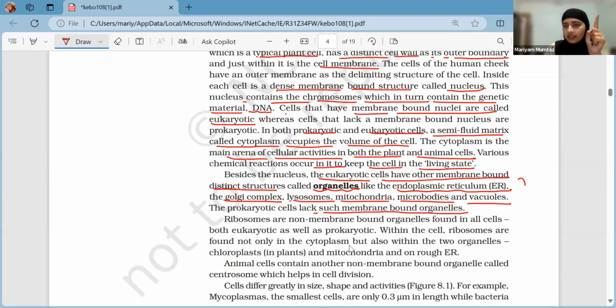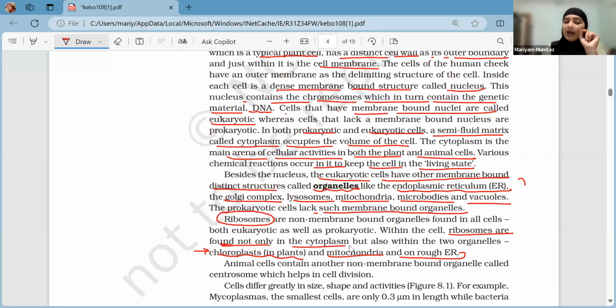But there is one organelle, only one, that is the ribosome, which is a non-membrane-bound organelle. It does not have any membrane, and it is present in both eukaryotes and prokaryotes. Within the cell, ribosomes are found not only in the cytoplasm, but also associated with two organelles: the chloroplast in the case of plants, and mitochondria, and on the rough endoplasmic reticulum.